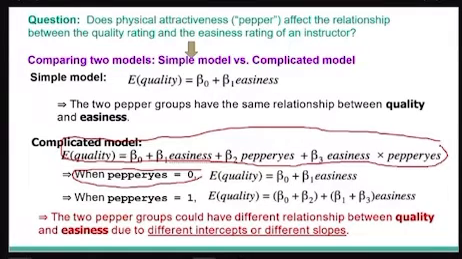And don't forget, look at the question: does physical attractiveness, PPS, matter? That is what we're testing. We are testing the effect of the categorical variable PPS. We already have a simple model in place initially, the one about the relationship between quality and easiness. We are now incorporating the effects of PPS, and that very PPS is categorical. When PPS yes equals 0, we have the intercept model.